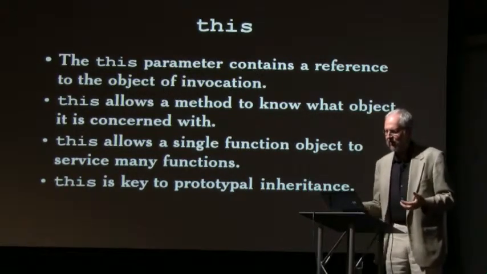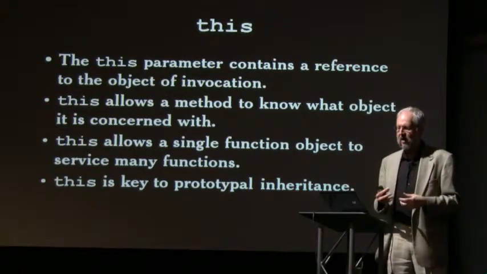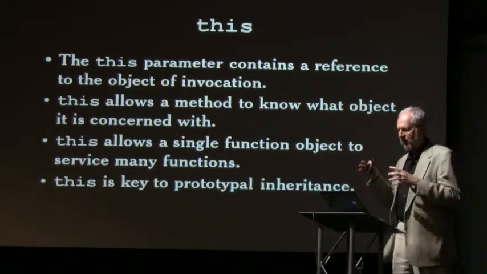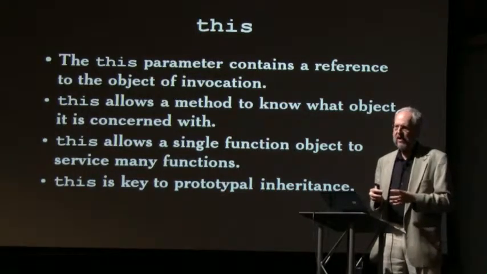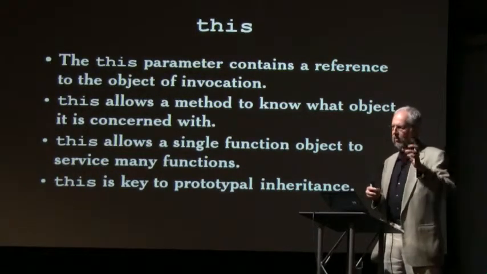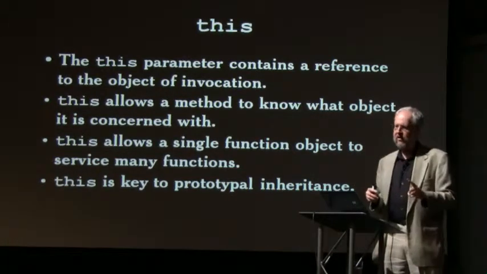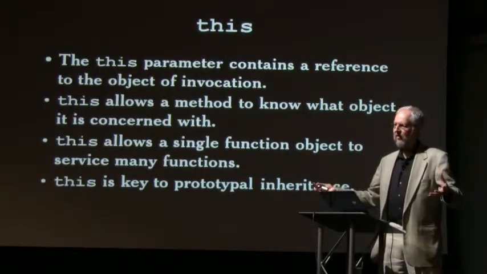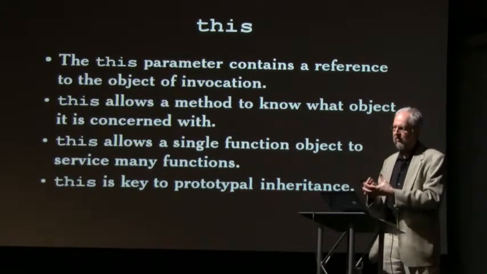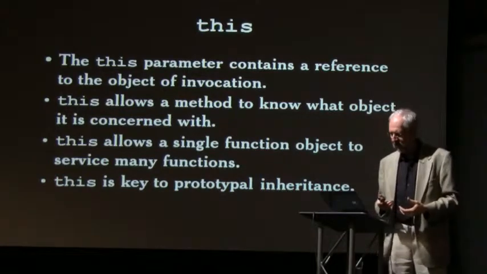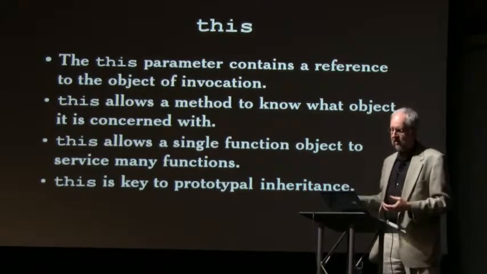So what is this? The this parameter contains a reference to the object of invocation. This allows a method to know what object it is concerned with. It allows a single instance of a function object to service many objects. You can take a single function object and store it in lots of different objects, or put it in lots of prototypes and allow it to be inherited by even more objects. There's just one instance of the function in the system, but all of those objects think that they have that method, and they will do the right thing with it because they use this to figure out what object they should actually be manipulating. So this is the key to prototypal inheritance. Prototypal inheritance works in this language because of this.